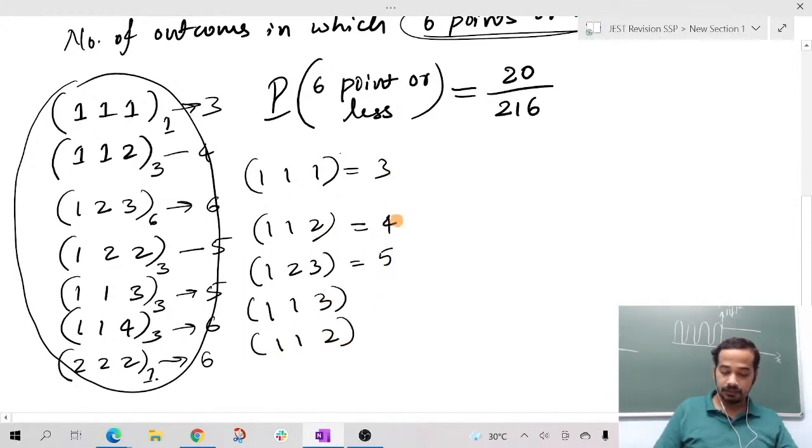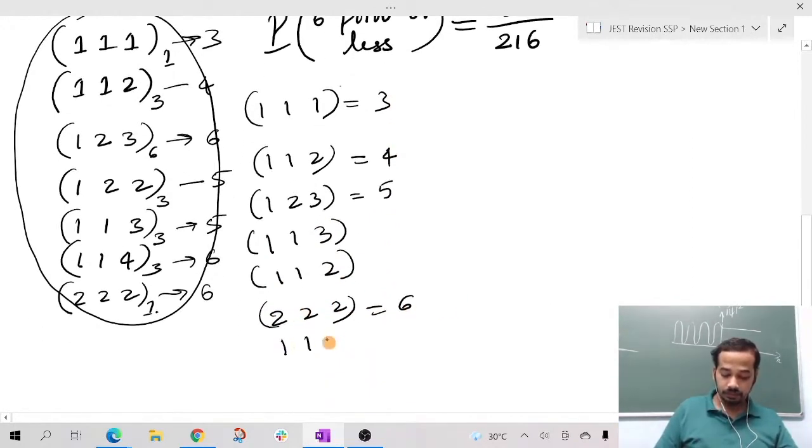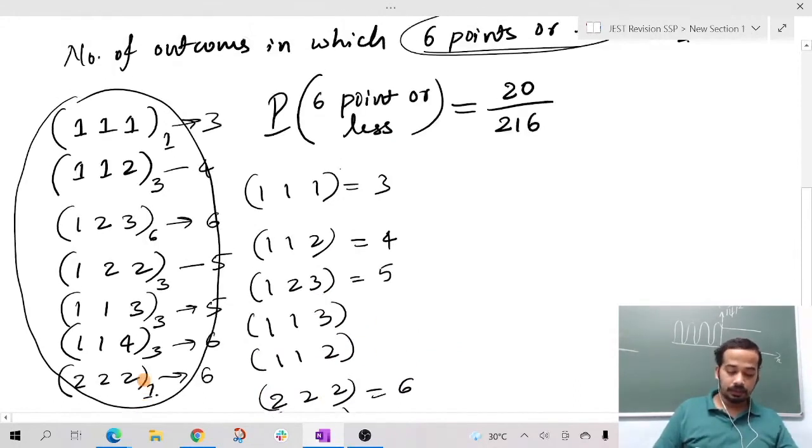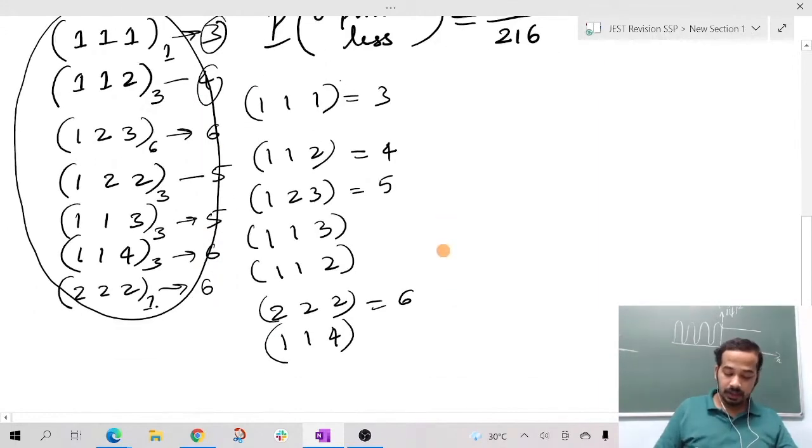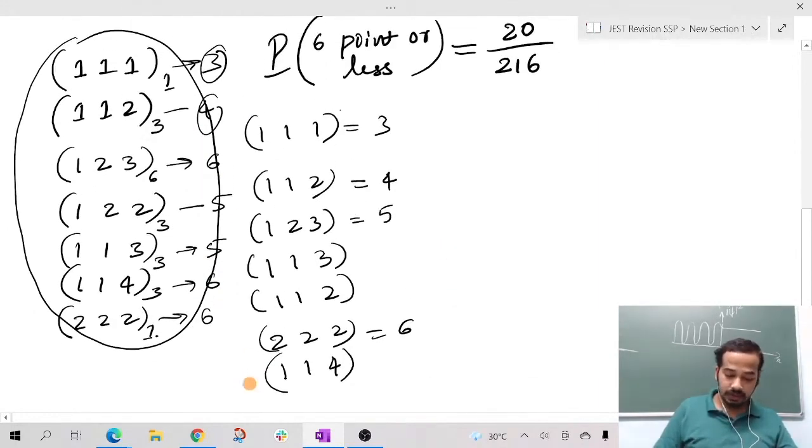Okay, so again 3, 4, 5, and the next, the highest one, is 6. Okay, 6 can happen in 2 2 2 and 1 1 4, isn't it? In two different ways. This is the best way, okay? So try to order this in an increasing manner. I hope you will not miss anything. I think 1 2 3 is not this, this is 6, am I right? 1 2 3 is 6 actually here.